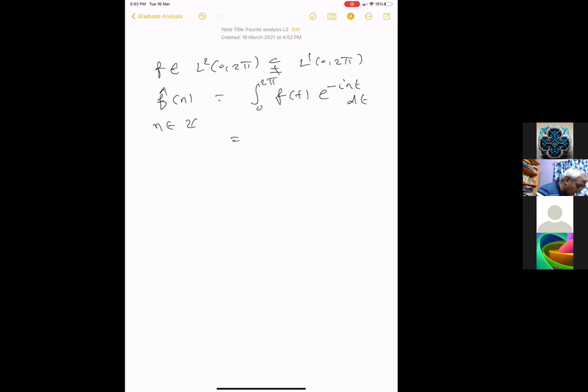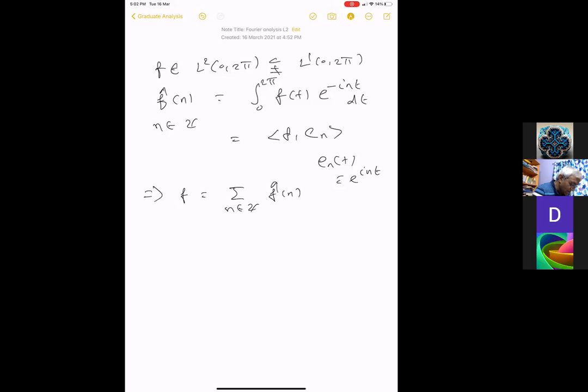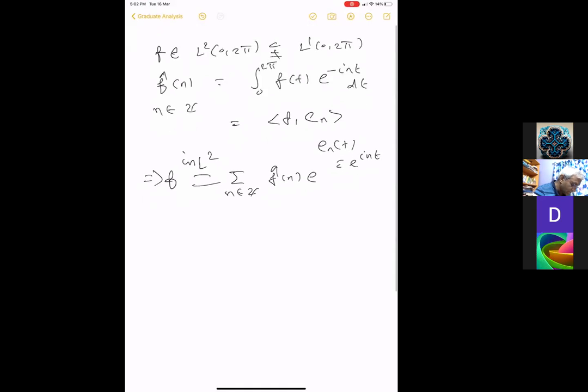But when f is in L2, this is just the inner product of f with e_n, where e_n at t equals e to the power of int. This implies f equals the summation over n in the integers of f hat n, which is the inner product, times e_n. As an L2 function, these two are equal. So this summation converges in L2 and they are equal.